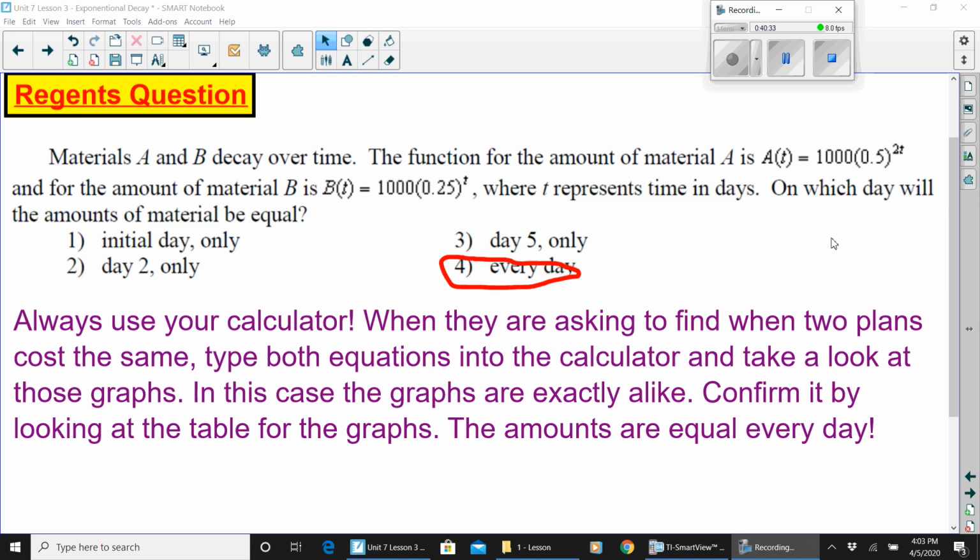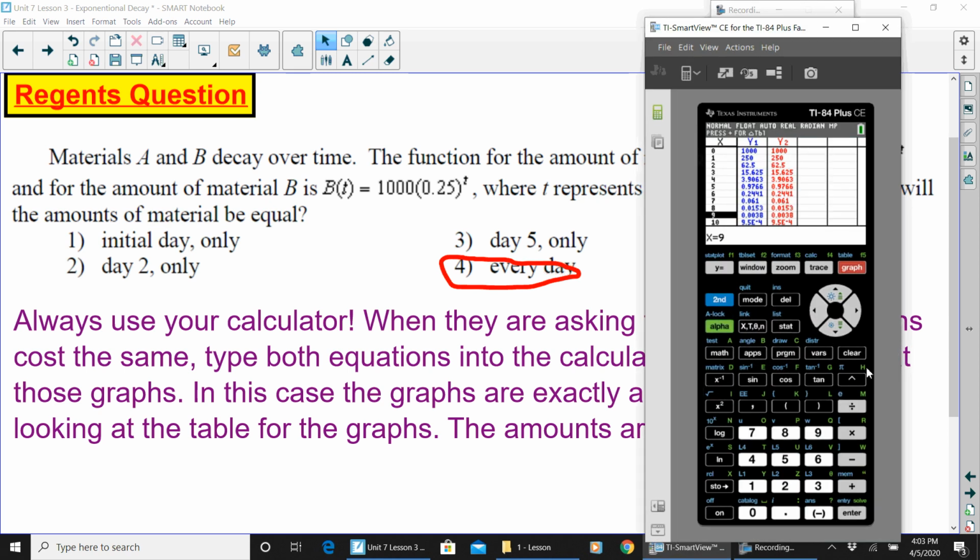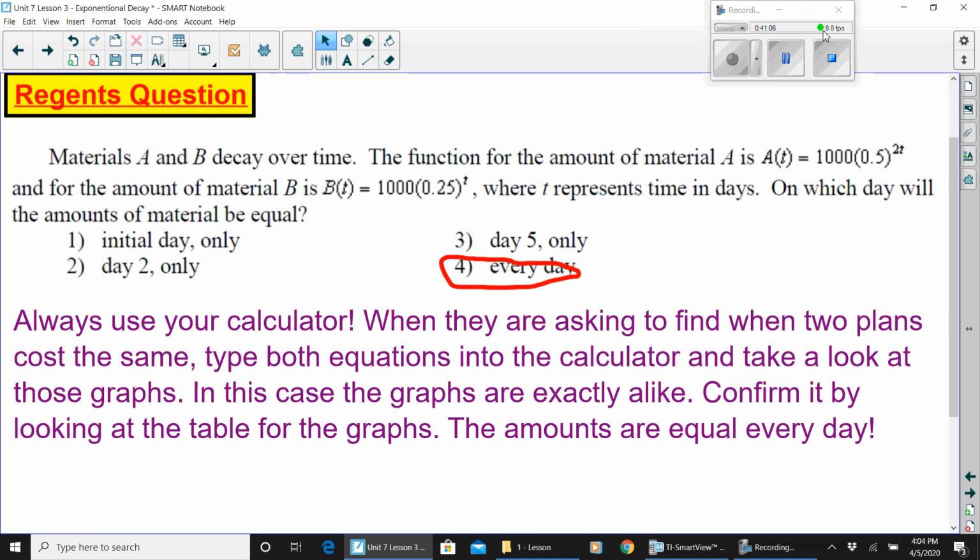Press second function table, second function graph, and then you see exactly what I'm saying. Wait a minute. You have your 1, 0 starts out as 1,000. That's the initial value for both. Initial value is 1,000 for both. And then day 1, 250. Day 2, 62.5, and then so on and so forth. And it's exactly the same. All right, and that's basically your Regents question.